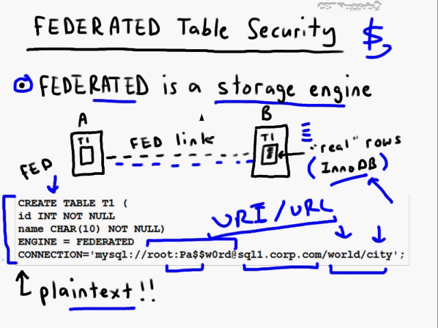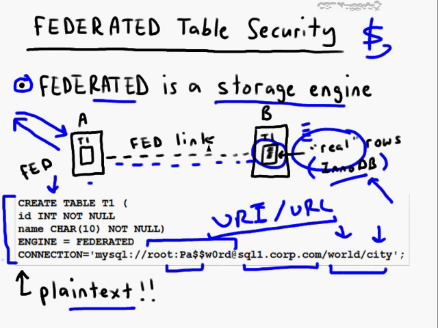Therefore, the replication idea is now our users can query against T1 on MySQL A, and all those queries are going to work and they're going to return rows. However, the actual data is being pulled over the wire. In other words, we're not storing any data locally on MySQL A. All of the real row data remains on server B. That's the whole principle of federated table security.